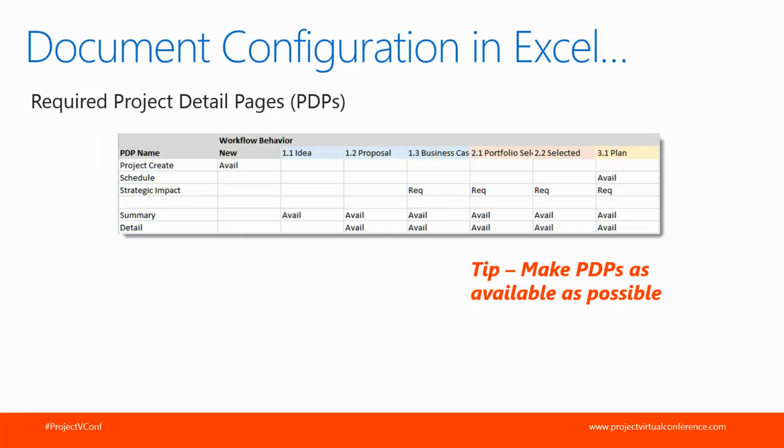Third thing we're going to document is what are called our project detail pages. So these are the form pages where information on a project is filled out, and you can identify where in the portfolio lifecycle workflow these pages appear, where they become available, and then for certain pages like your strategic impact, which is the project scoring page, you can make it required at a certain phase or stage. So the purpose of this document here is to identify where our project detail pages appear and where certain pages may be required.